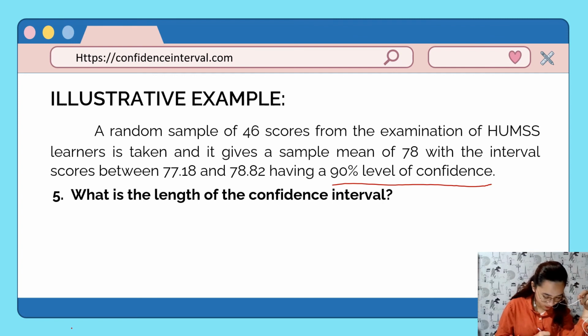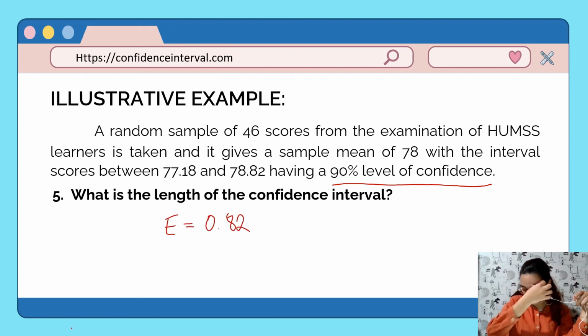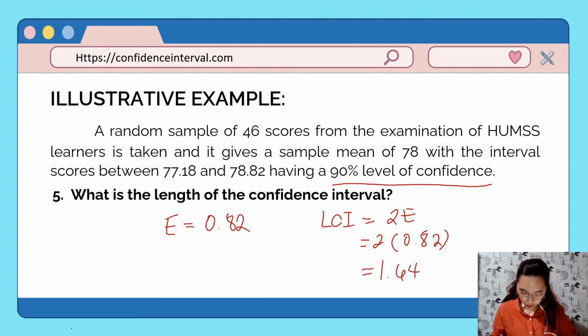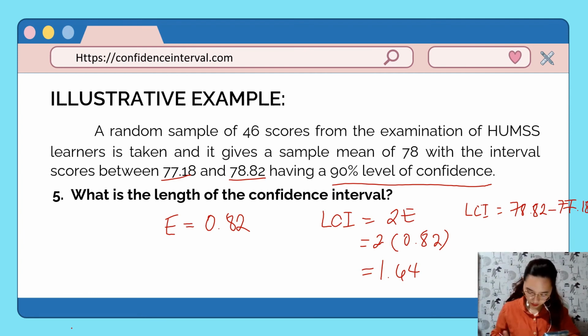So, sabi natin kanina, para makompute ang length ng confidence interval, kailangan lang po natin kunin yung twice ng ating margin of error. At syempre, ang margin of error po natin na nakompute po natin kanina is 0.82. Ayan, so twice, substitute natin, 2 times 0.82. That would be equal to 1.64. Ayan. So, pwede rin naman po natin gamitin yung isang formula natin na ang length ng confidence interval natin ay difference lang po ng ating lower limit at ng upper limit. Ayan po siya. So, i-minus lang po. Lalabas din po dyan is 1.64.